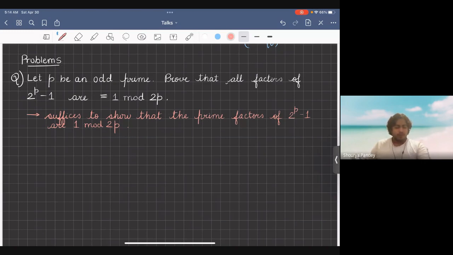By the way, 1 mod p is also fine. 1 mod 2p is sort of obvious, because it's also 1 mod 2. But okay, let's just keep it.